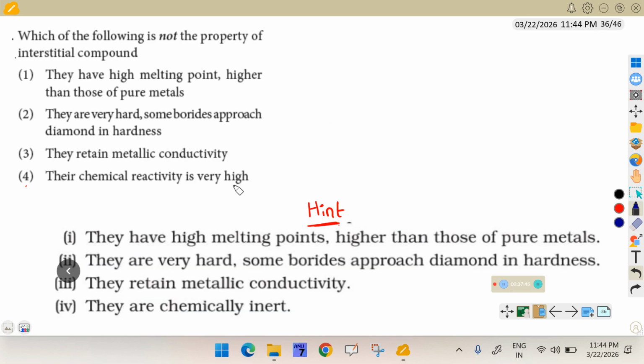Which of the following is not the property of interstitial compounds? Fourth one is not the property. Why? Their chemical reactivity is very high. This is wrong. They are chemically inert.